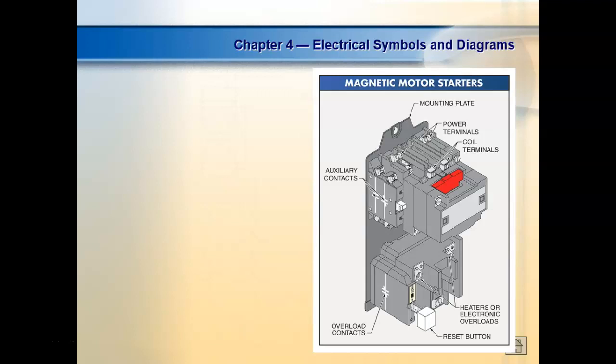So this is called a magnetic motor starter. Some people just call it a motor starter, but yeah. So we have two types. We have a manual and we have a magnetic. So the magnetic is actually controlled by a relay, and then a manual would be controlled by you, right?